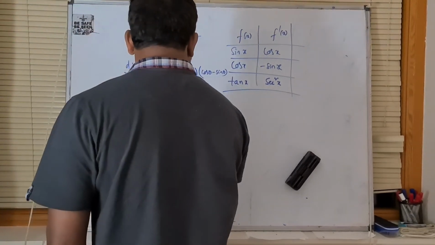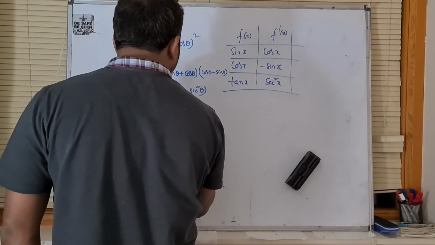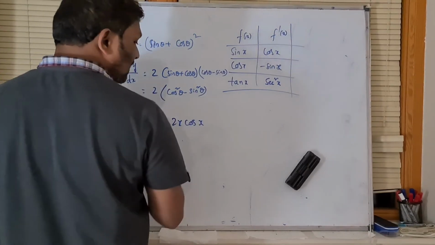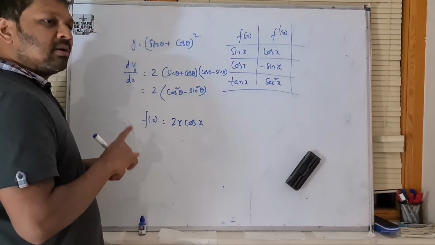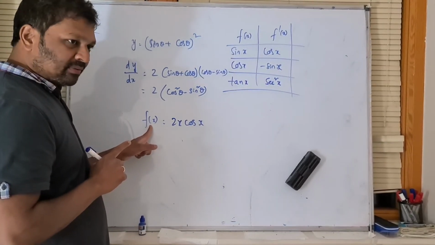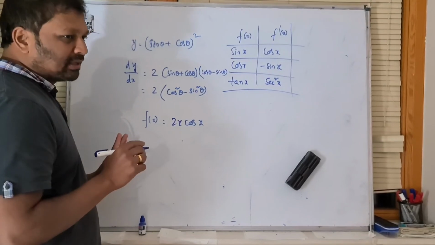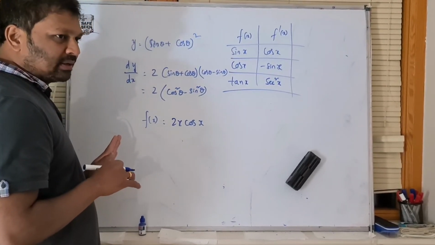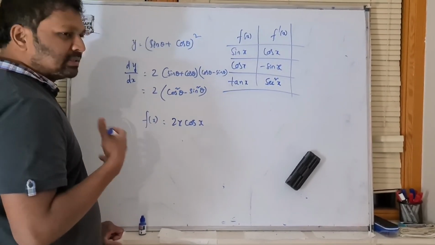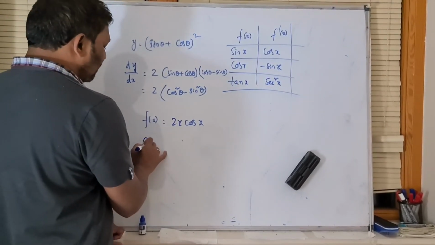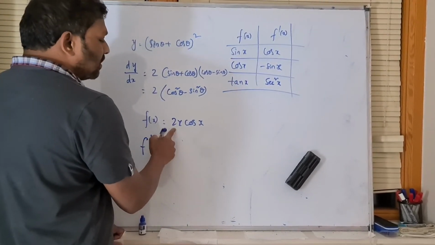Again, f of x is equal to 2x cos x. What is f dash x? F dash x, the derivative of f of x with respect to x, or the differentiation of f of x with respect to x, all are the same. At various places it is written in different ways, but all are the same. What rule are you going to apply?